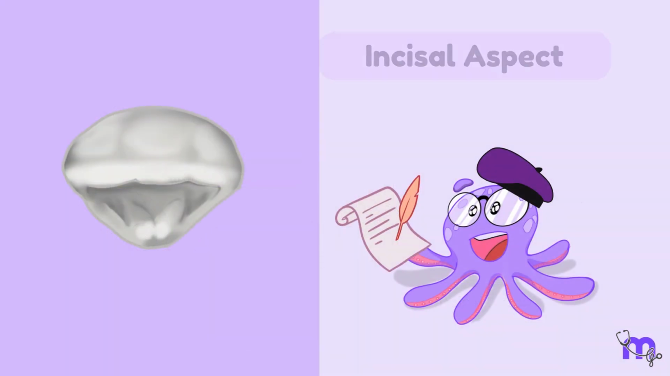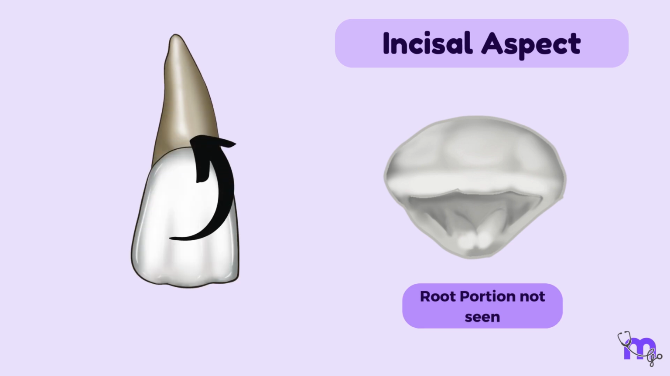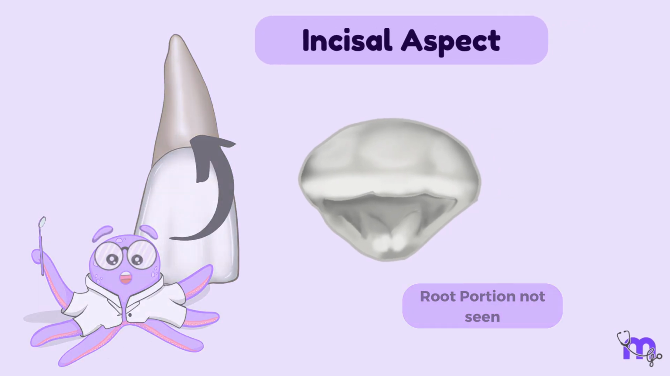Lastly, let us discuss the incisal aspect. On viewing the tooth from this aspect, we are unable to see the root portion as the crown superimposes over the root entirely. Can you identify the surfaces or landmarks of the crown portion?